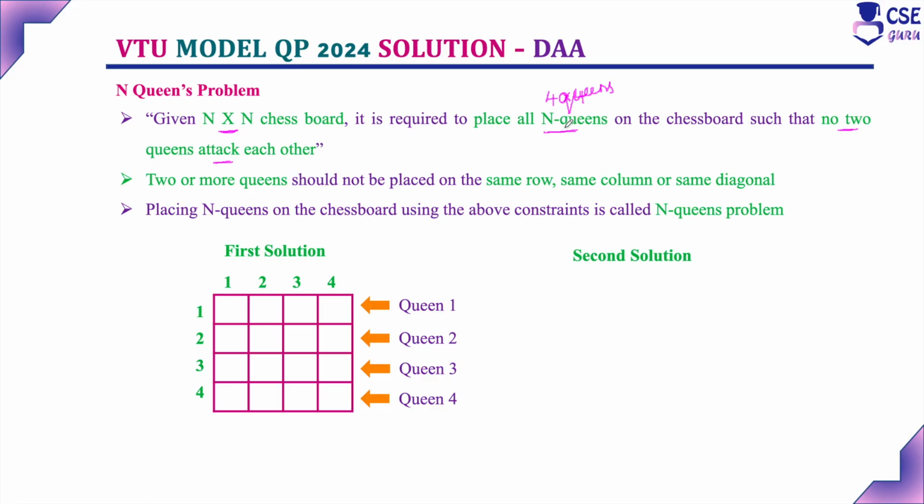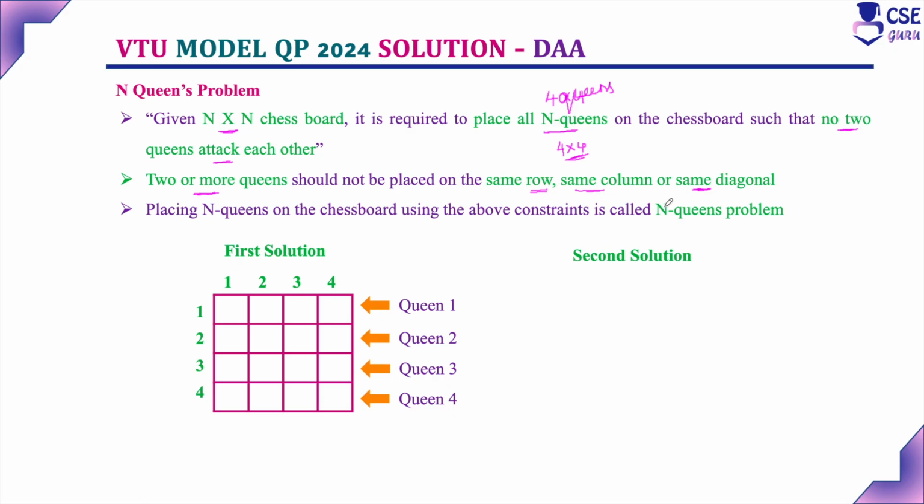That is, you need to place all the 4 queens into a 4 into 4 chessboard such that no 2 queens attack each other. How? Whenever you are placing 2 or more queens, you should not place them on the same row, same column or same diagonal. Likewise, you have to place the 4 queens in the 4 into 4 chessboard, one queen in each row. First row 1 queen, second row 1 queen, third row 1 queen, and fourth row 1 queen, such that no 2 queens attack each other. You should not place 2 queens on the same row, same column, or same diagonal.